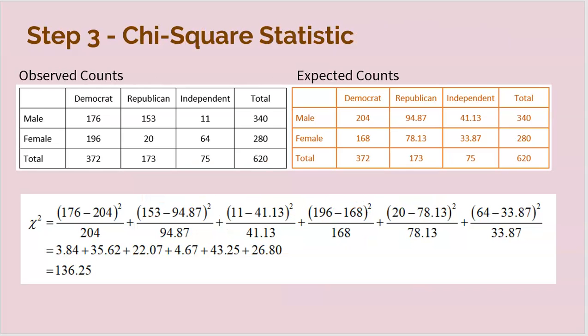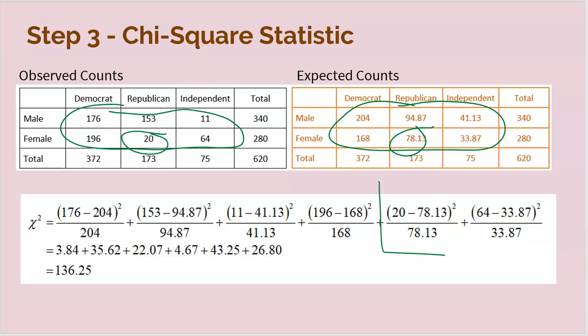All right, so now comes the fun part, which is doing the work. For every one of the 6 categories, male Republicans, male Democrats, male Independents, female Democrats, female Republicans, female Independents, I have to find that component chi-squared and add all of them together. So once again, let's just do female Republicans. 20 was the observed, minus 78.3 was the expected, squared, divided by 78.3. So there's that value right there, which ended up being 43.25.